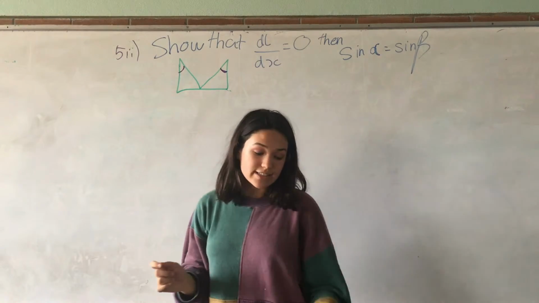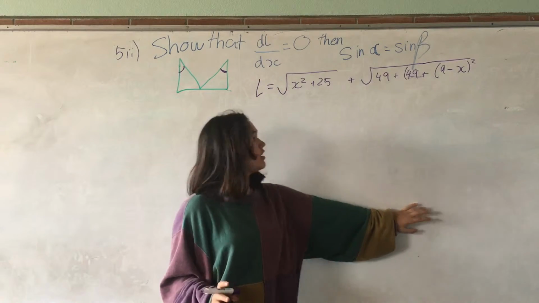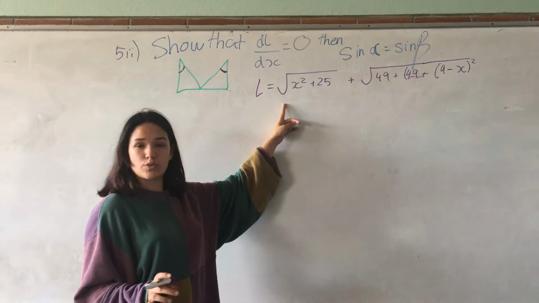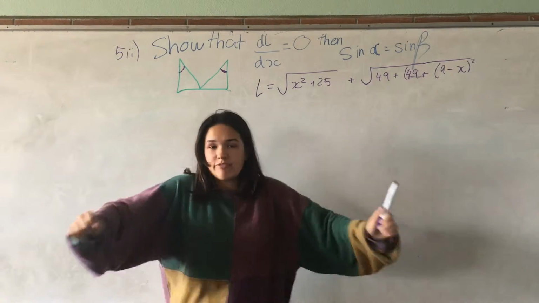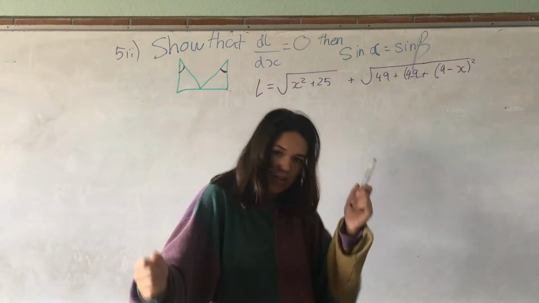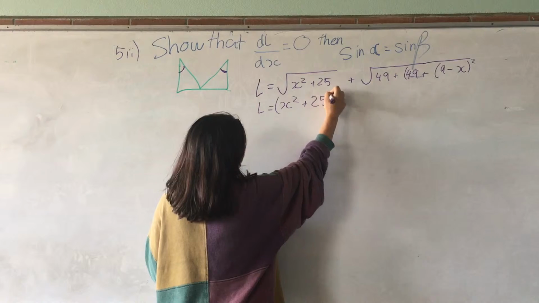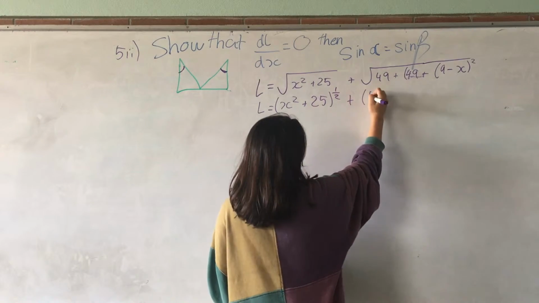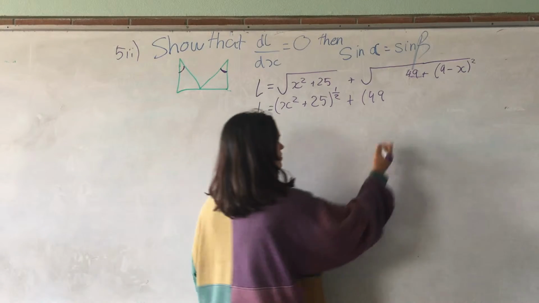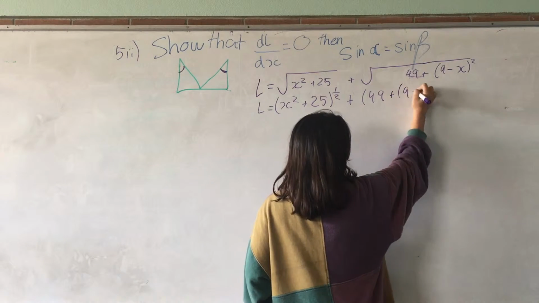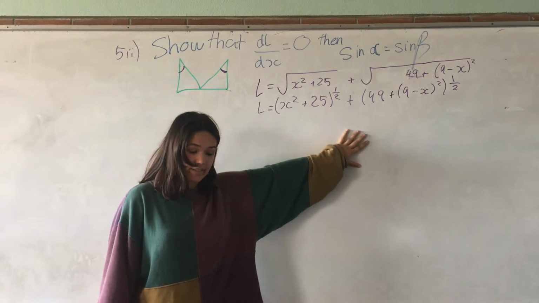First thing we're going to do for this is differentiate L. We figured out L in the last question. Rewrite this equation so that these square root signs are written as this to the power of a half, because we've got to have powers so that we can differentiate. So L equals, in brackets, x squared plus 25 to the power of a half plus bracket 49 plus bracket 9 minus x squared, to the power of a half. So here's our new version of L that's a bit easier to differentiate.